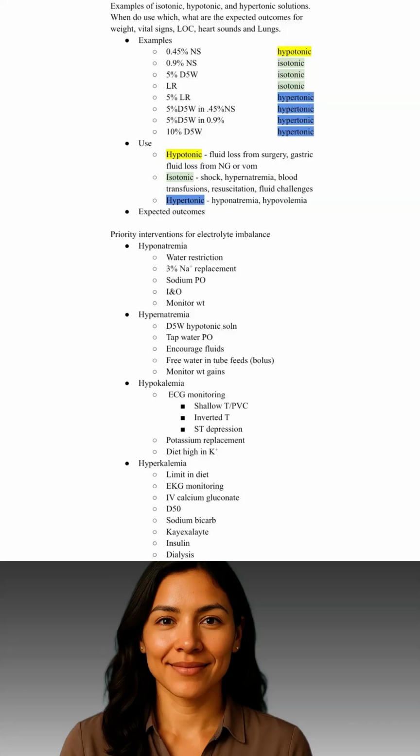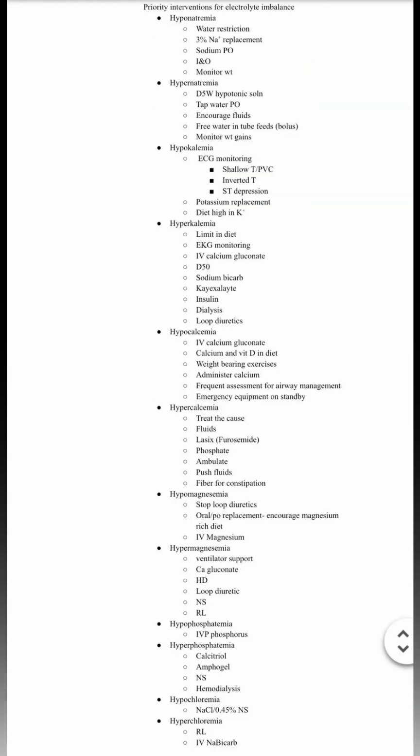Now, let's transition to another crucial topic, the management of electrolyte imbalances. We'll examine each electrolyte individually. Let's explore sodium imbalances. First, hyponatremia occurs when sodium levels fall below 135. Think of it as having too much water diluting the sodium in your body.